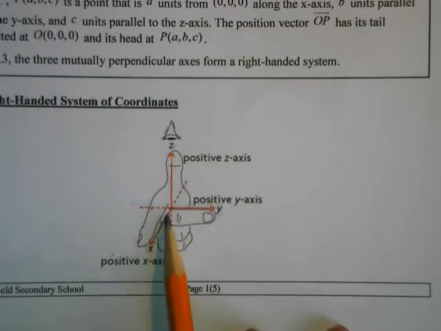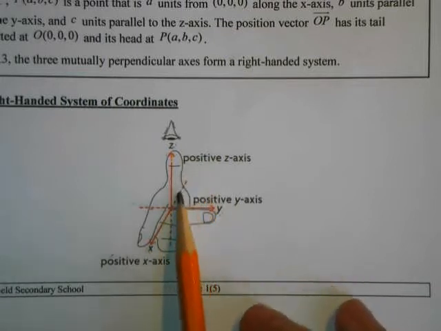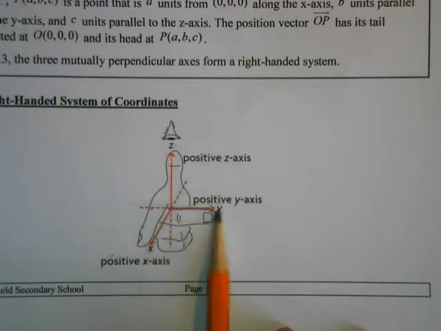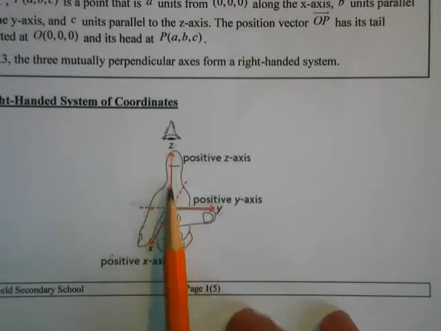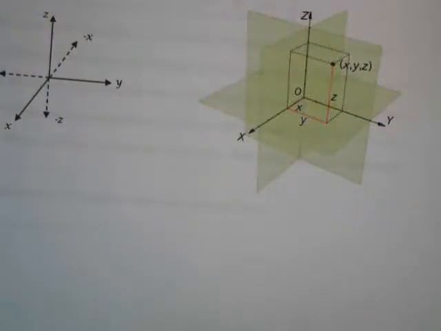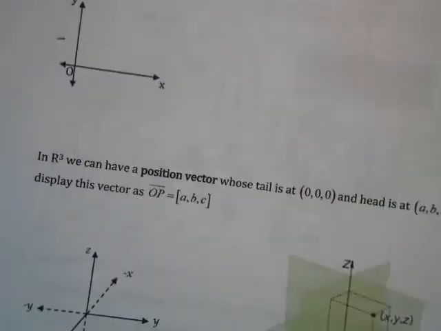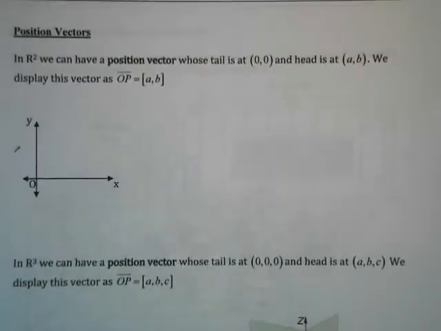So positive x is coming out of the paper at the front. The negative x-axis would be going out the back. The positive y-axis is going to the right, the negative y-axis going to the left. The positive z-axis is going up, and the negative z-axis is going down. Okay, so that's how we're going to talk about our coordinate system in R3. Let me zoom back to a regular level here.